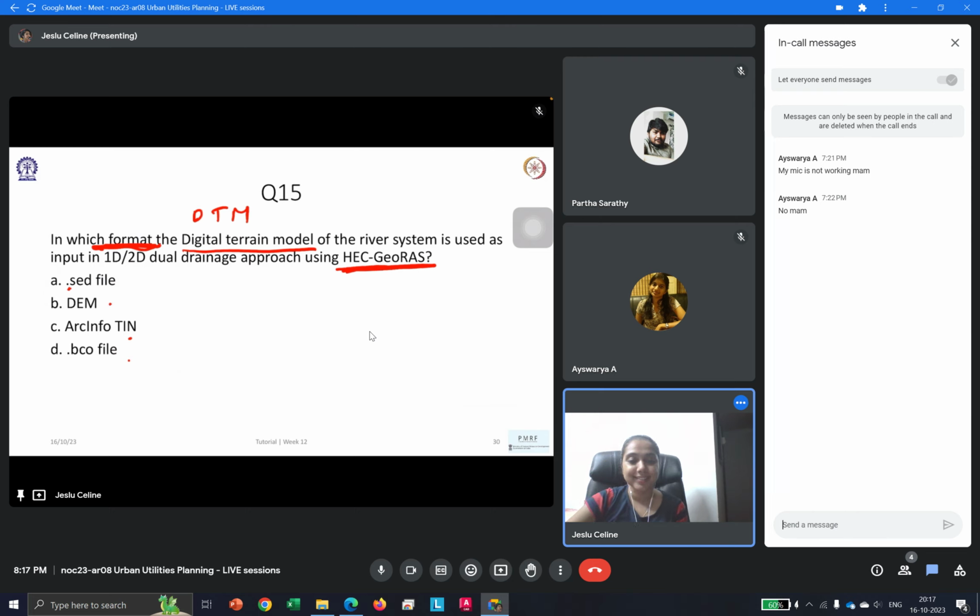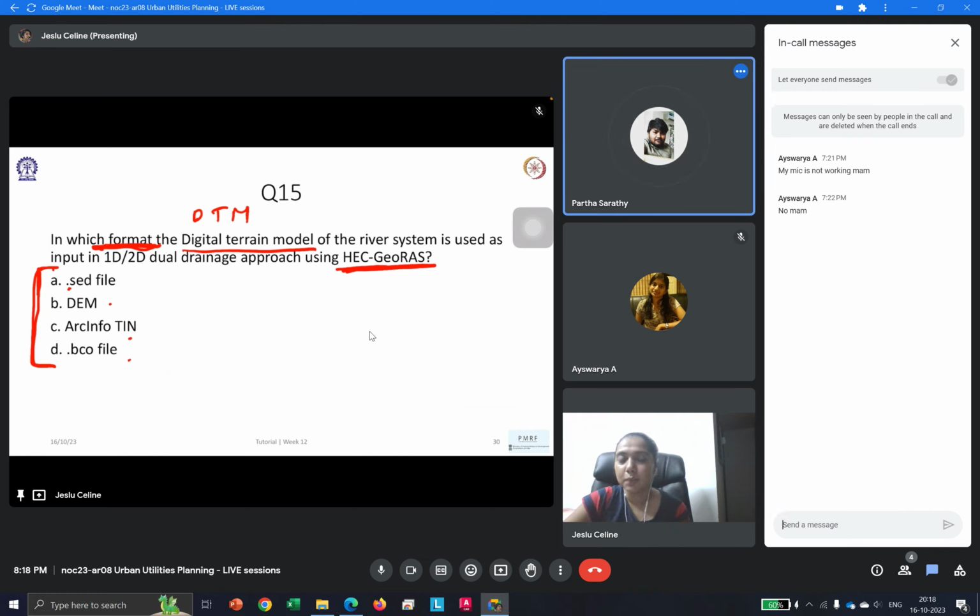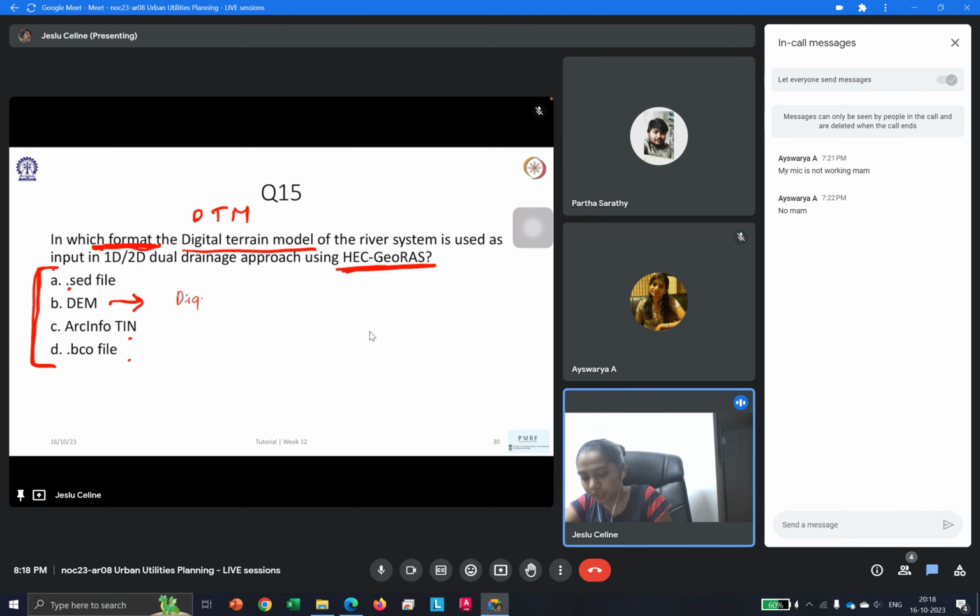You can guess. Any wild guesses? Anything which you know, which you have used in any other software? I think DEM is related to surveying. Yeah, it's related. So what is DEM? I think total station. Not sure about the instrument. So DEM is digital elevation model.